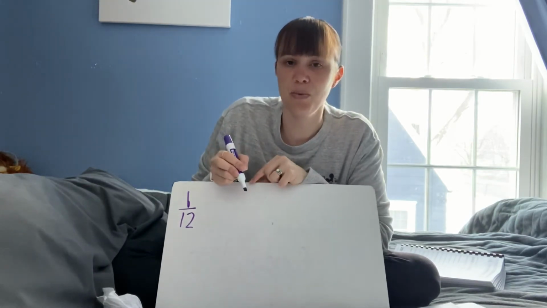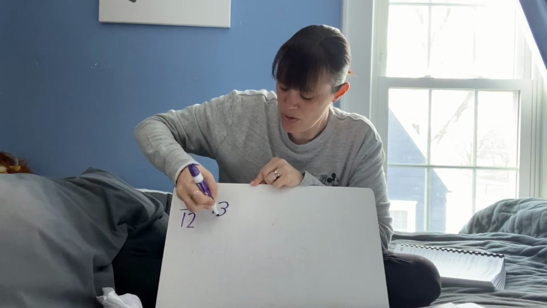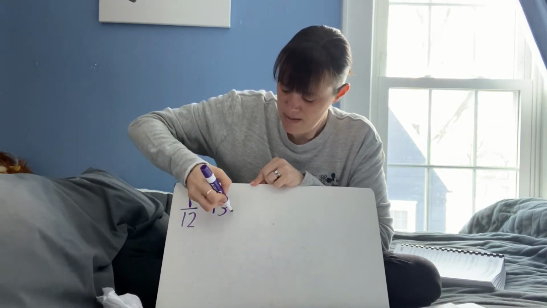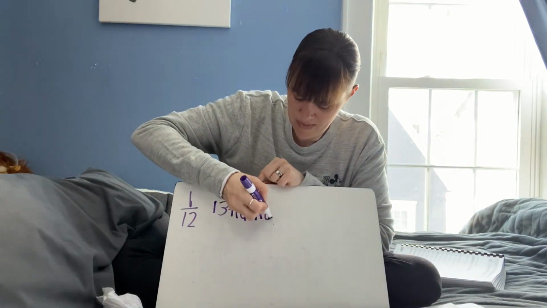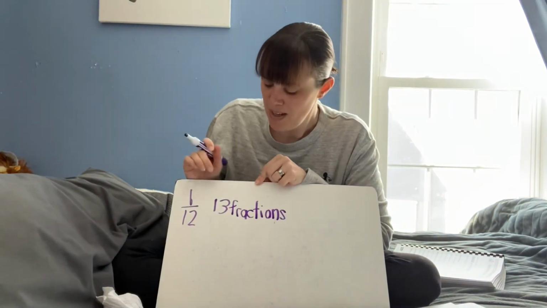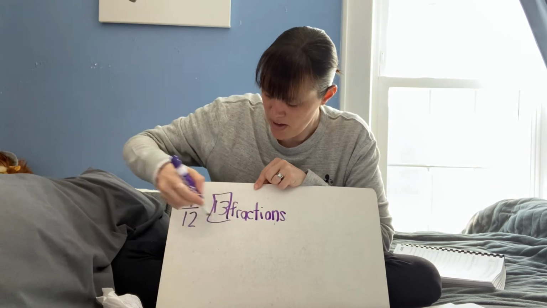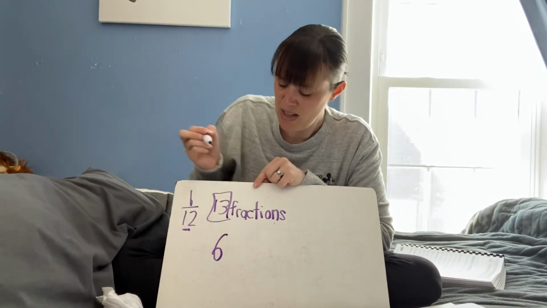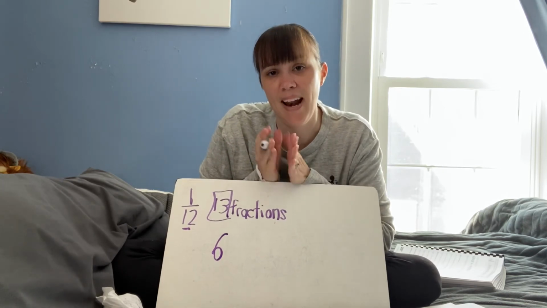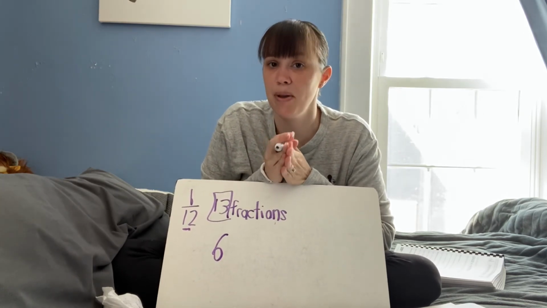If we are adding 12ths, we are going to have 13 fractions that we are adding. Now 13 doesn't pair up, 12 pairs up. So what's half of 12? 6. So that middle one, that half, is not going to have a pair.